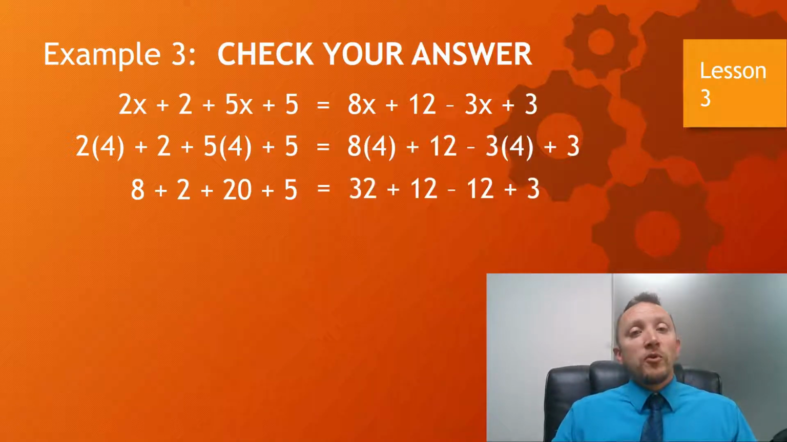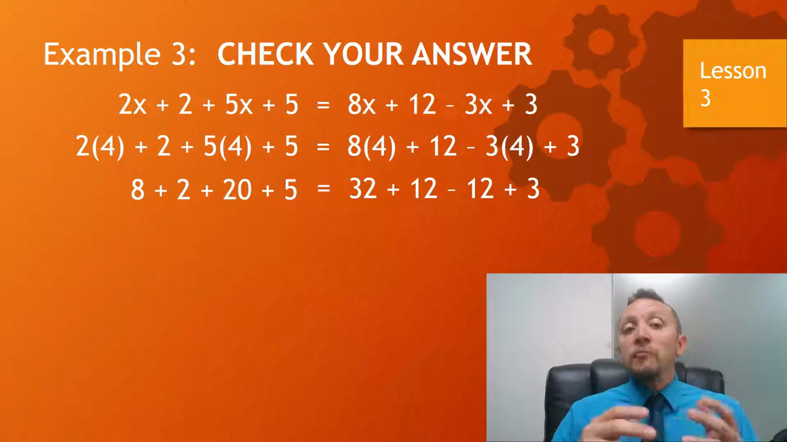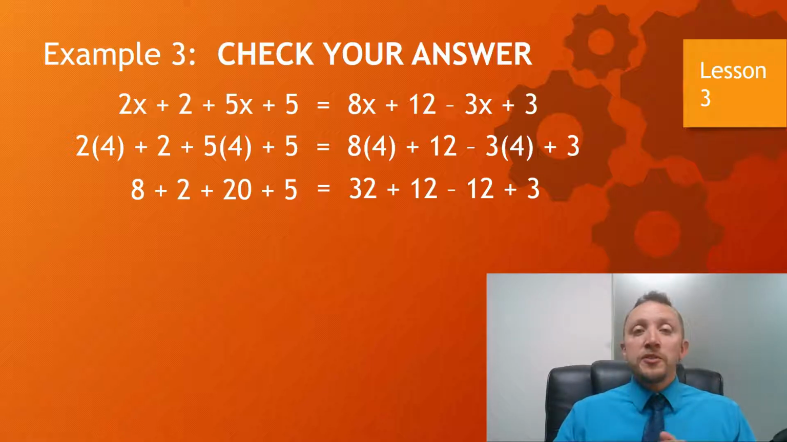Let's see what you get on both sides. So I'm waiting to show the answers. So we replace all of our x's with 4's. So on the left side, we'd have 8 plus 2 plus 20 plus 5. And if you simplify that, 8 plus 2 is 10. 10 plus 20 is 30. 30 plus 5 is 35.